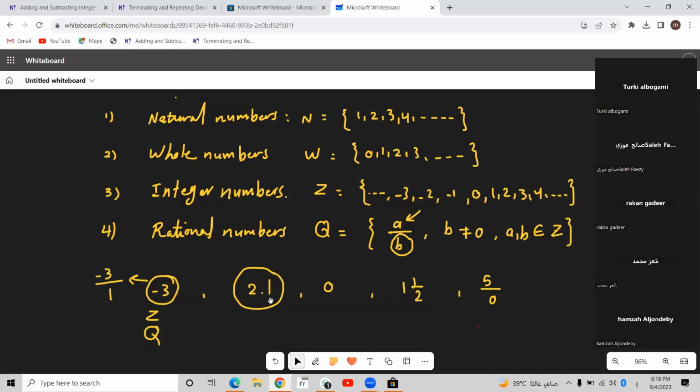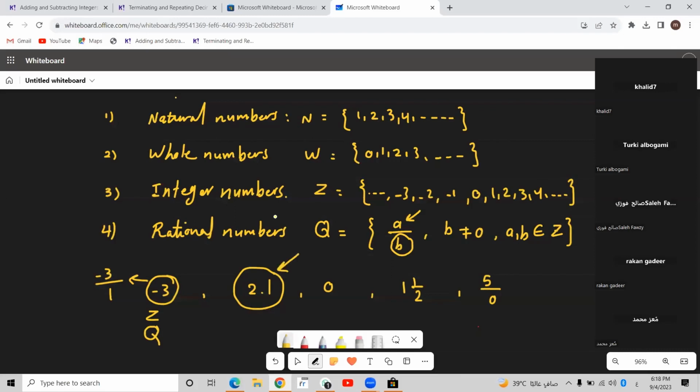Yes. Okay, tell me, Muaz, 2.1. This number, 2.1. Is it natural? No. Is it whole? Can you see any points here? Any decimals? No. So it's not whole. Is it integer? No. Is it rational?